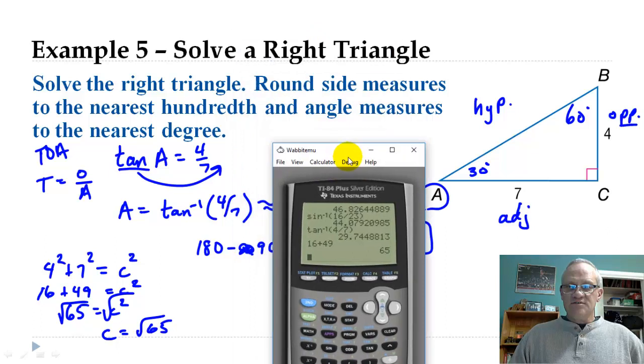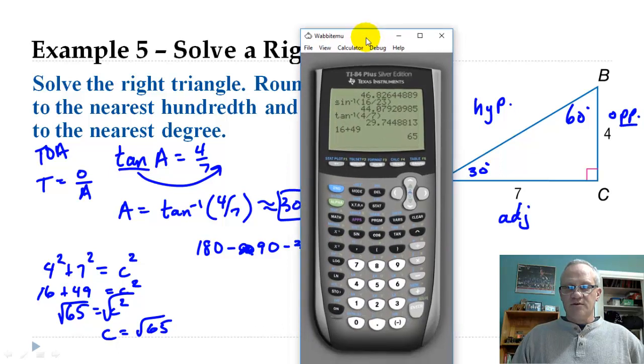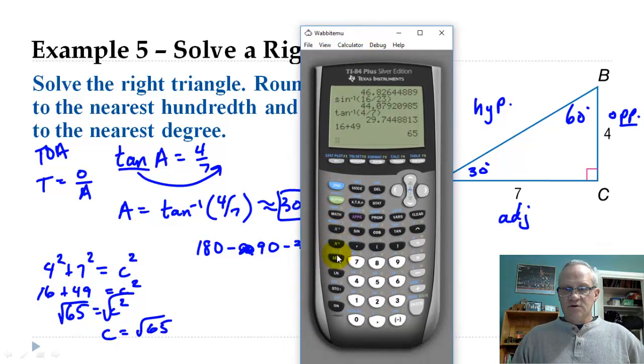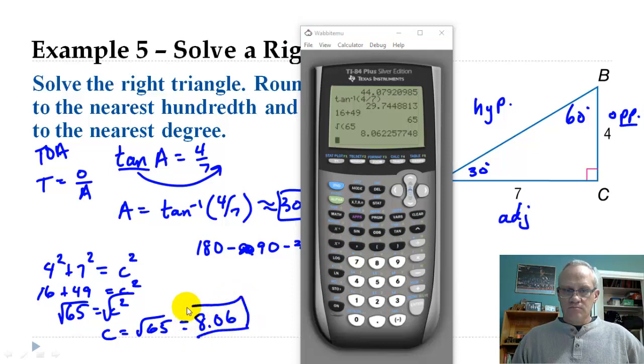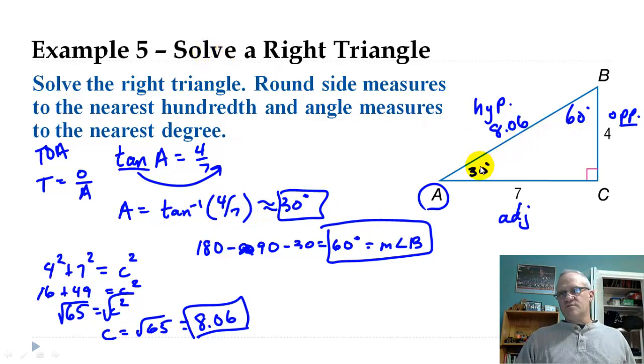In this case it said to do the side measurement to the nearest hundredth, so we'll put that in our calculator this time. Second function, square root of 65, and that would be about 8.06. So this side here would be 8.06. That would be our three answers. So solving the right triangle, you're just finding all the missing information.